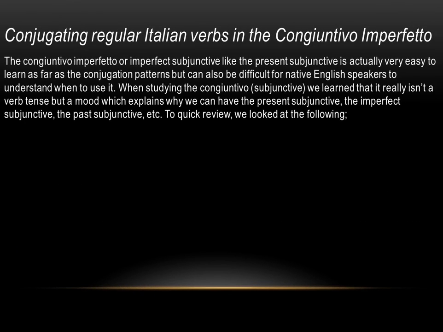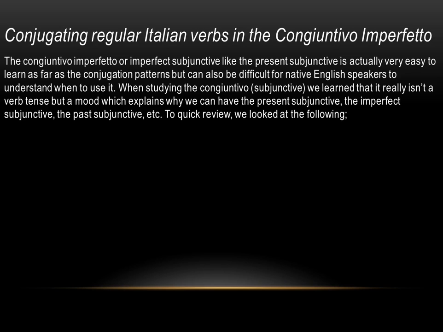The congiuntivo imperfetto, or imperfect subjunctive, like the present subjunctive, is actually very easy to learn as far as the conjugation patterns, but can also be difficult for the native English speaker to understand when to use it. When studying the congiuntivo, or the subjunctive, we learned that it really isn't a verb tense, but a mood, which explains why we can have the present subjunctive, the imperfect subjunctive, the past subjunctive, etc.